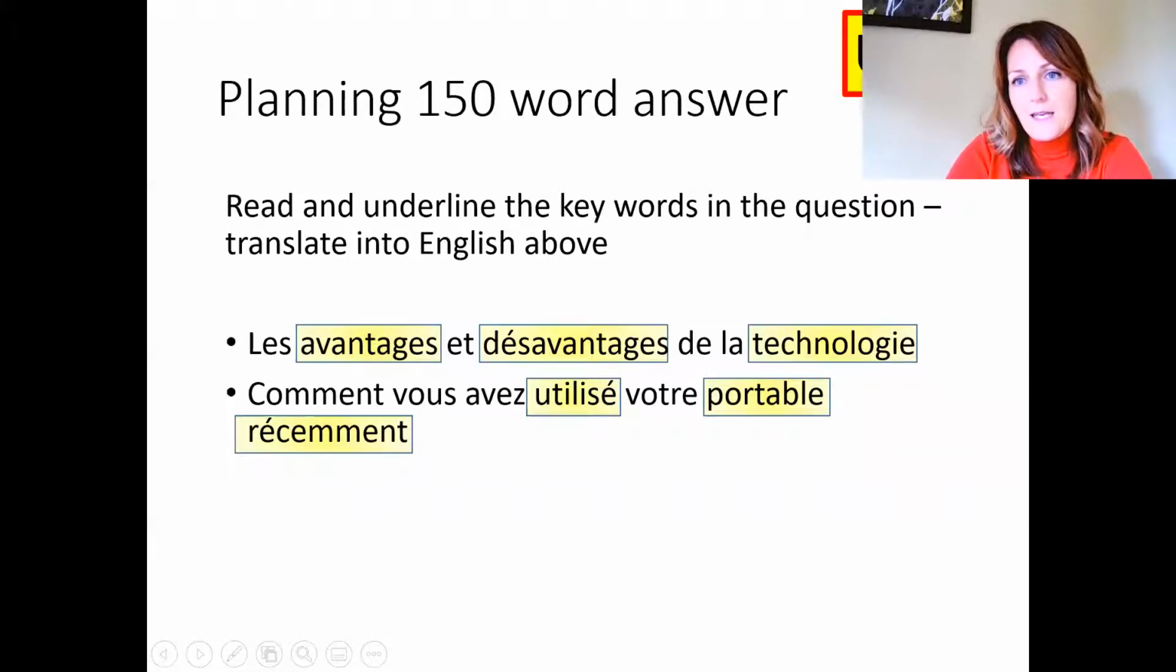You can see here, the first thing to do is underline. The question that I've got for you here is one about technology. We're going to underline the keywords in these 2 bullet points in order to work out what it is that you need to do. We've got les avantages, advantages, and then désavantages, disadvantages de la technologie. Those are the keywords. If we don't know what those mean, then we're going to struggle to answer this question.